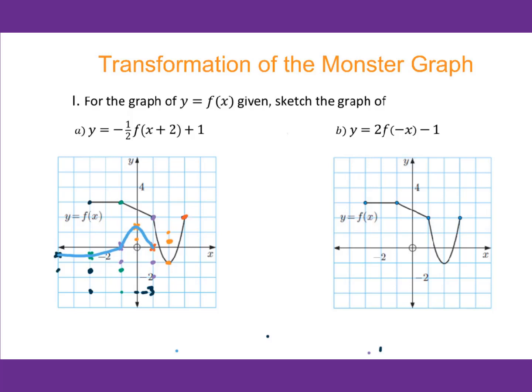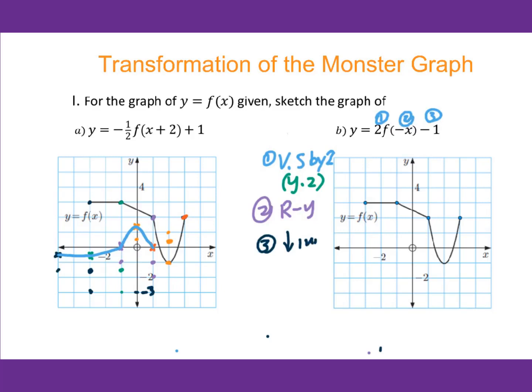Now let's go to B. This will be the first step, second step, and the third step. First step is vertically stretched by factor of 2, which means your y coordinates multiplied by 2. Second step, that's reflect across y-axis. Third step, going down 1 unit.